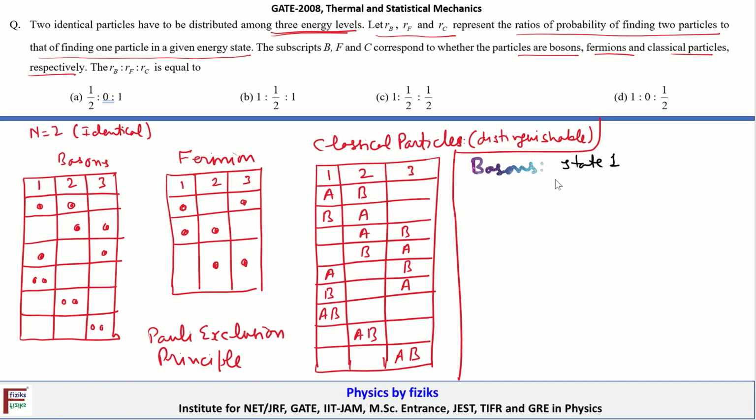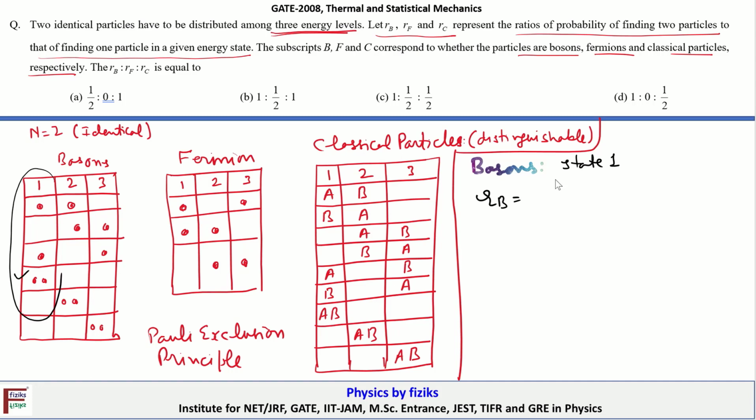Okay, so we have to find the probability ratio RB, that is the probability of finding two particles to that of one particle in a given energy state. So if we just talk about the energy state 1, here we are having 1 2 3 4 5 6, six possible distributions, and out of these 6 possible distributions we are having only one particular distribution where we are having two particles here. So this is this one.